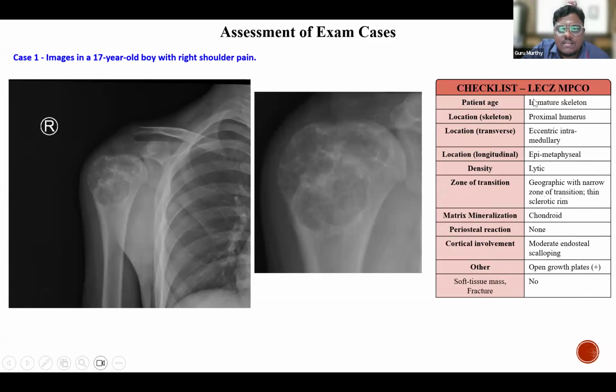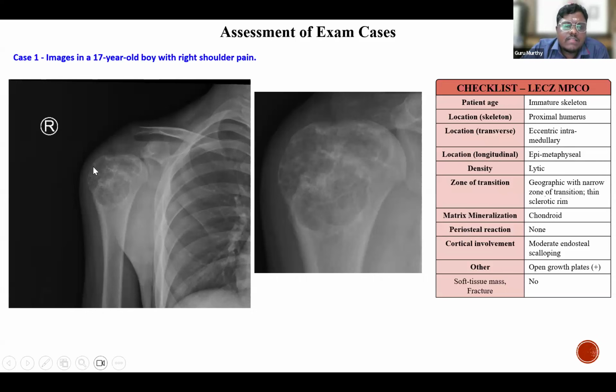Now we'll see the checklist. Patient age: as we said, it's an immature skeleton. The location: where exactly is the location? It's in the proximal humerus. So what is the transverse and longitudinal location? Longitudinally, if you see, it is involving the epiphysis and also the metaphysis. So it is an epimetaphyseal type of lesion.